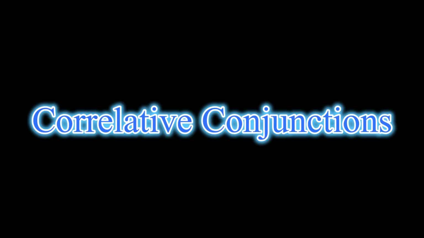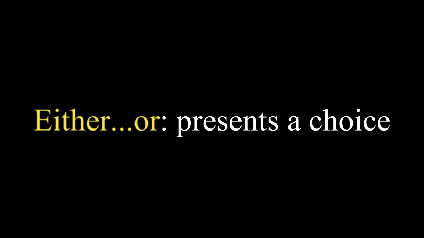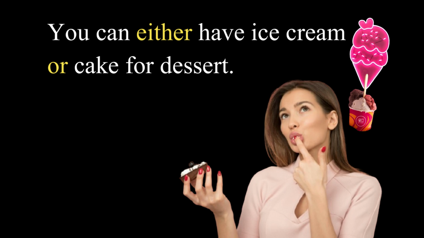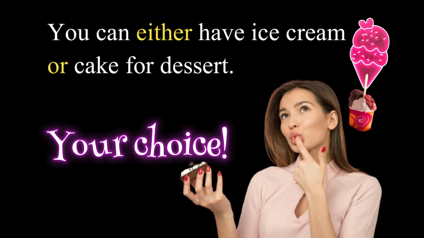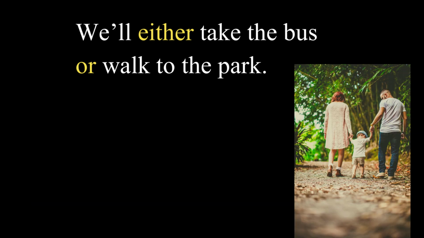Correlative conjunctions. These work in pairs to connect words or phrases. Common pairs include either, or; neither, nor; both, and; not only, but also; whether, or. Let's look at the examples. Either, or. This presents a choice. For example, you can either have ice cream or cake for dessert. Your choice. We'll either take the bus or walk to the park.